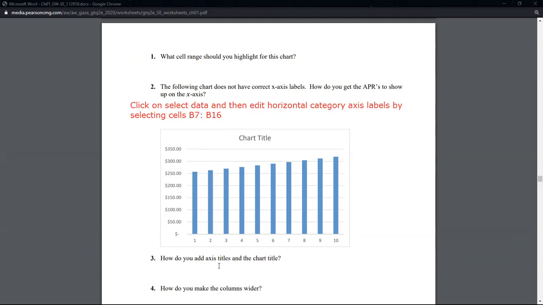How do you add an axis title? Well, you just add chart element. Go to add chart element, which when you have that chart active, that should be in the upper left section of Excel.